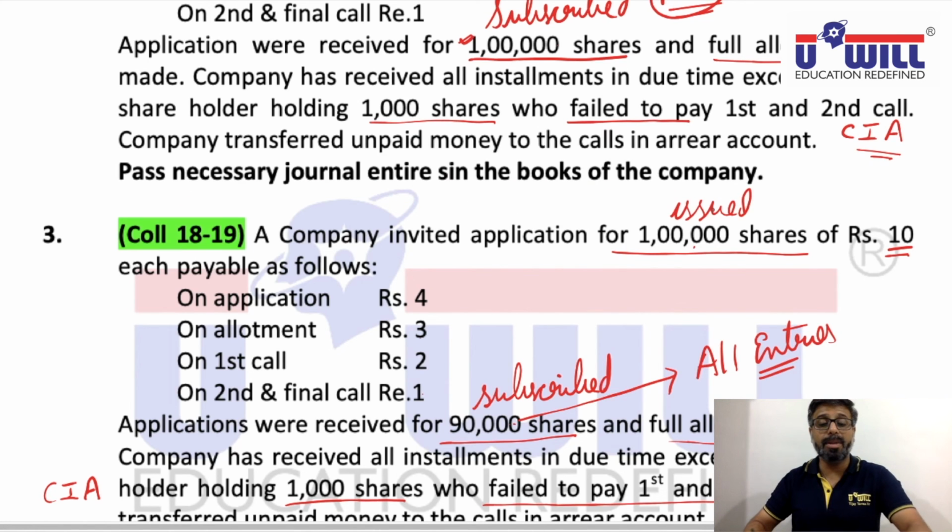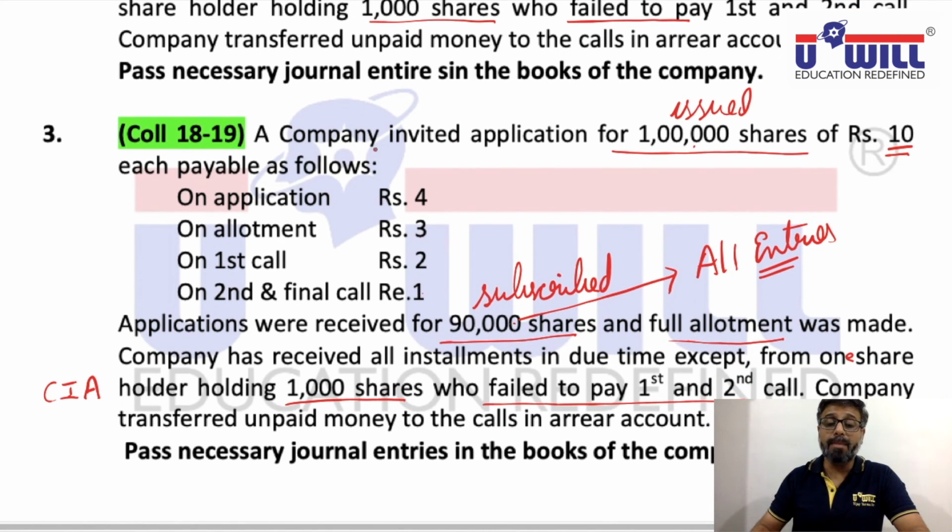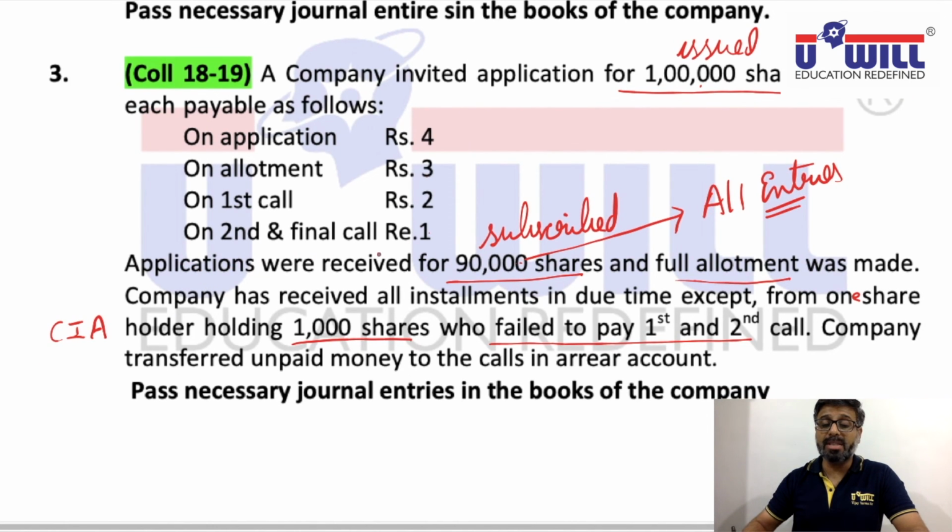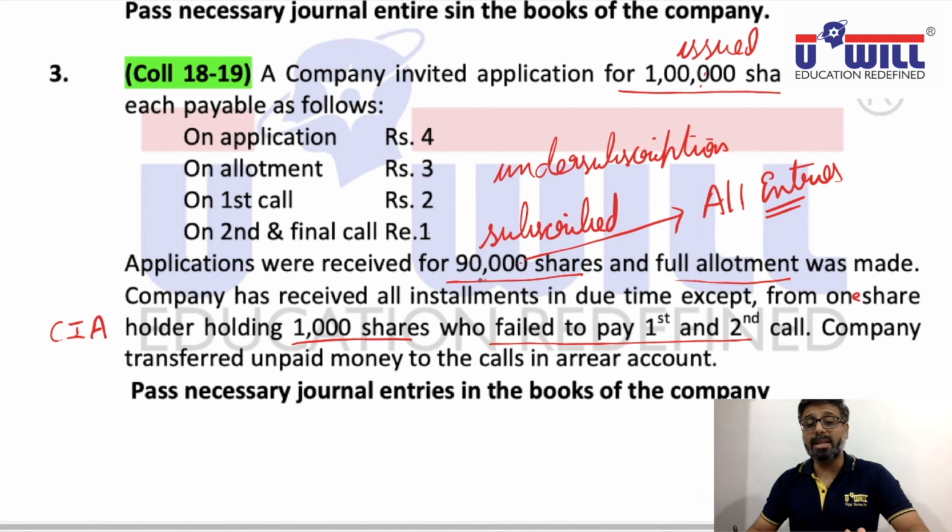Now question 3. A company invited application for 1 lakh shares of rupees 10 each payable as follows. Again, market has issued capital. On application 4, allotment 3, first call 2, second and final call 1. Here also you can cross check 4 plus 3, 7 plus 2, 9 plus 1, 10. Now here we have all applications were received for 90,000 shares. See, 1 lakh is issued, but 90,000 applications are only received. So we can say it's a case of under subscription. However, in under subscription, also that minimum subscription of 90% is ensured here. 1 lakh's 90% is 90,000. So you deserve to start the business because minimum subscription is received.